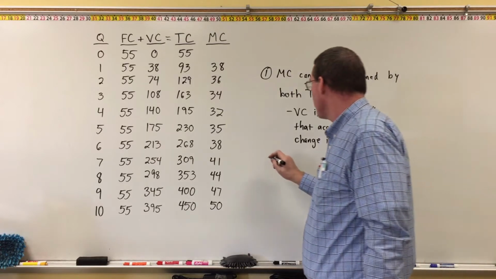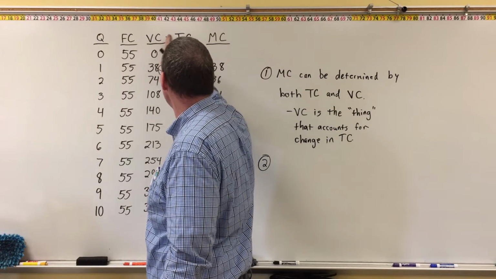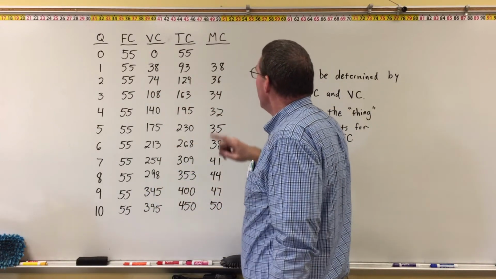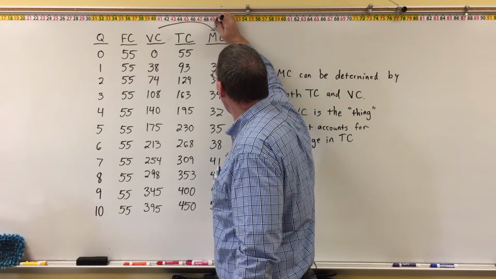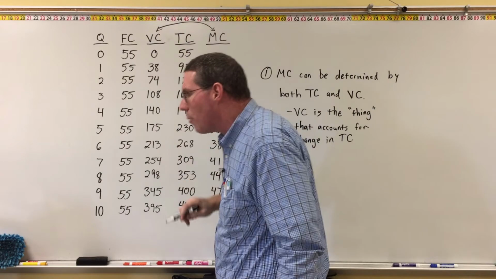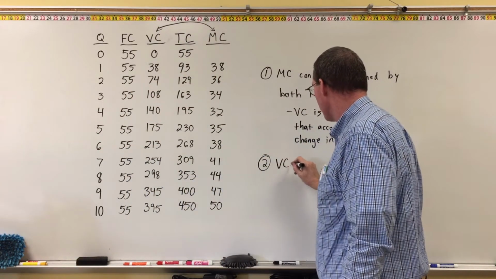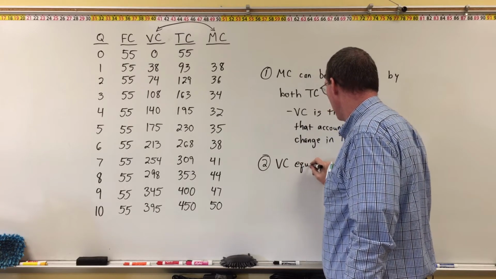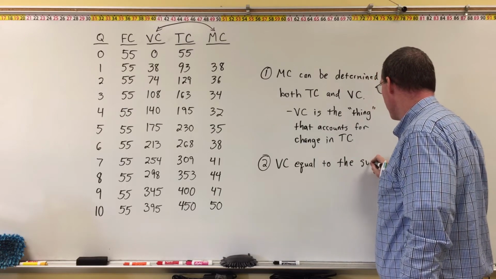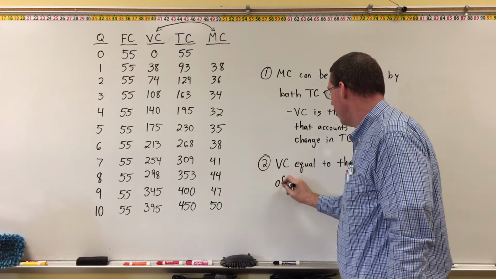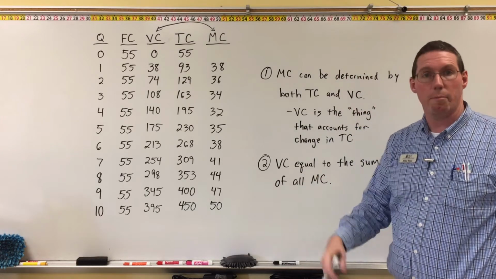That's the first thing. The second thing I want you to understand, now that we understand that there is a relationship here, let me get rid of this stuff for now. Now that we understand that there is a relationship between variable cost and marginal cost, I actually want to show you what that relationship is. And that is this: variable cost is equal to the sum of all marginal cost, all marginal cost up to that point.